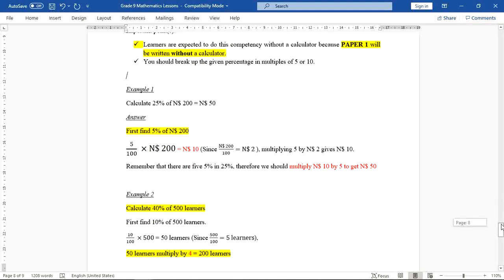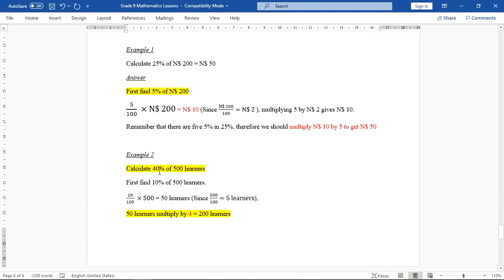Here, we did not opt for 5%, but instead I decided to use 10%. So first I found 10% of 500, which is 50 learners. But then I know that 40 is made up of 4 tens. So that's why I had to multiply these 50 learners by 4 to get 200 learners. I hope that is making sense to you.